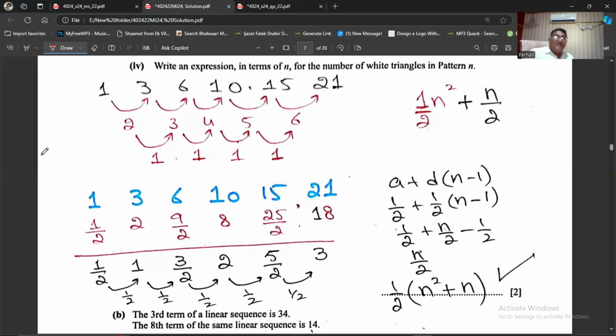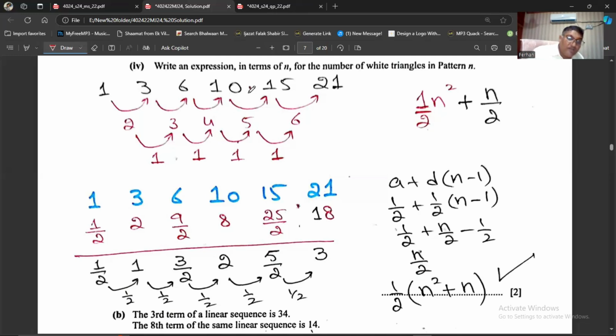When I find the difference here is 2, the difference here is 3, the difference here is 4, the difference here is 5, and the difference here is 6. Then I will find the second difference. Difference between these two will be 1, between these two will be 1, between these two will be 1, and between these two terms will be 1. Now, if the first difference is not same, but the second difference between the consecutive terms is same, then this is the quadratic sequence.